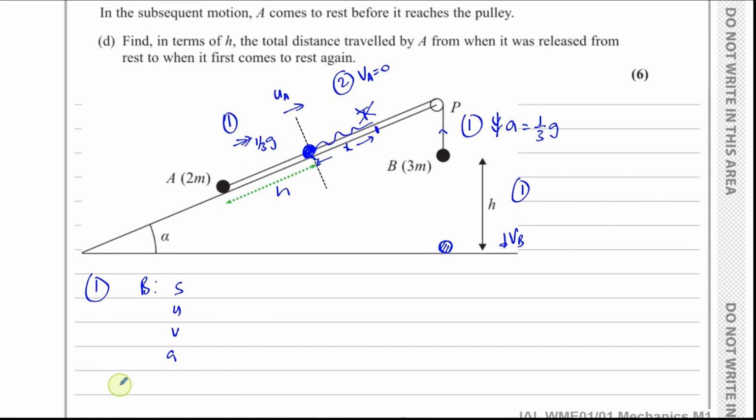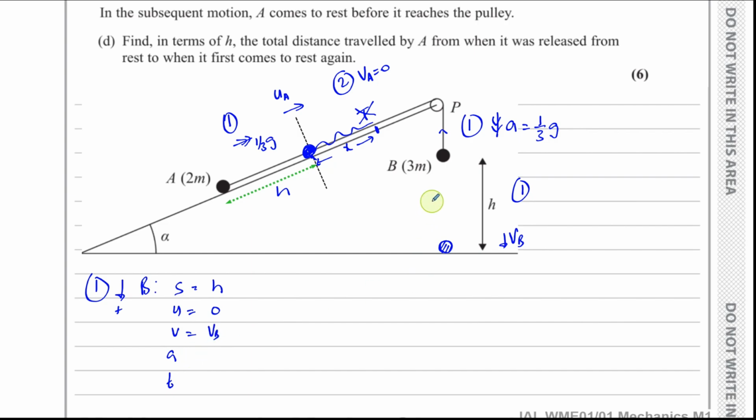And because it's constant acceleration, we can use the SUVAT equations. So S, I'm going to take down as positive because it's moving down. Its initial movement is down. So S is going to be positive h. U is going to be 0; it was released from rest. V is going to be the velocity of B as it hits the ground.